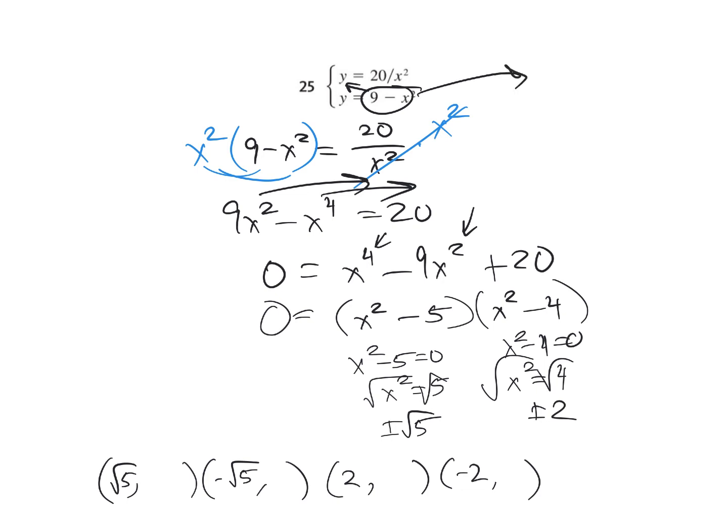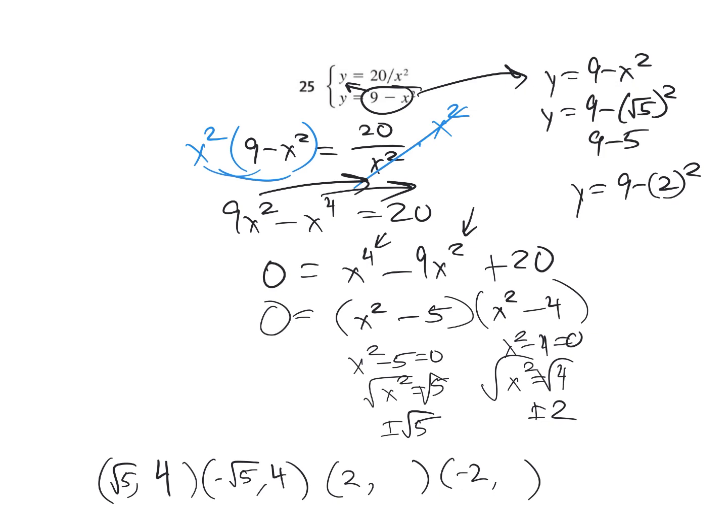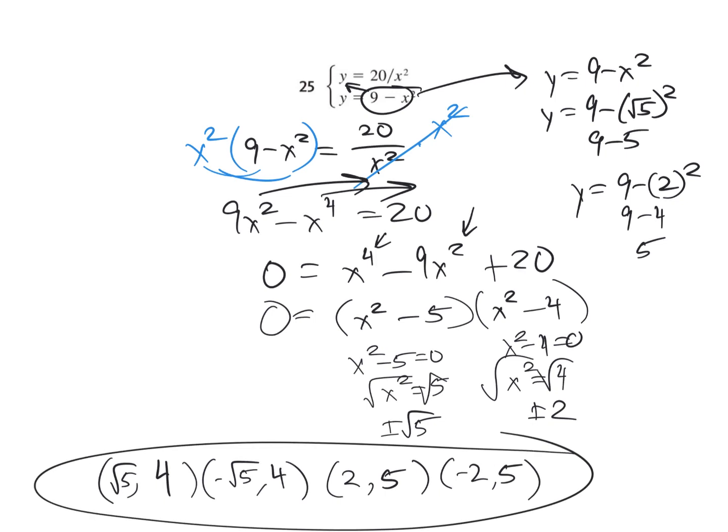Let's use the simple one here. y equals 9 minus x squared. Let's just start with the first one, square root of 5. So that's 9 minus 5, which is 4. And if we square the negative one, the next one, we're still going to get the same thing. So let's go to 2. If you're not sure, then substitute it in. It's going to be 5. Same thing if I put a negative 2 in, it's going to be a positive 4. That gives us our answers.